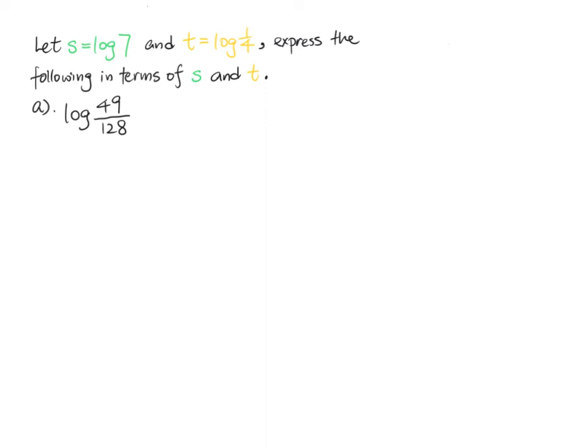If s equals log 7 and t is equal to log 1 over 4, we are going to express this thing in terms of s and t. So how should we do this?